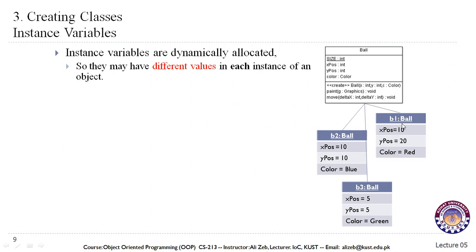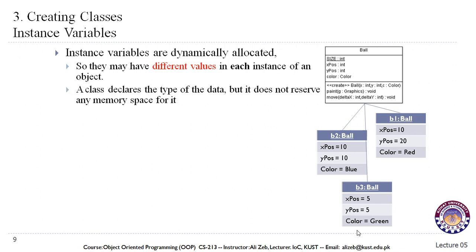For example, the B1 object has X position 10, Y position 20, and the color is red. Similarly, B2 has X position 10, Y position 10, and the color is blue. And B3, of the Ball class, has X position 5, Y position 5, and the color is green. So each object will have its own values for the instance variables of the class.